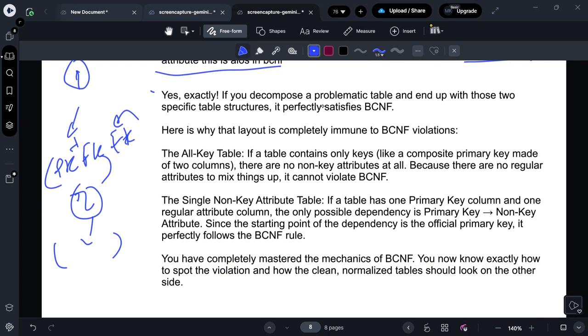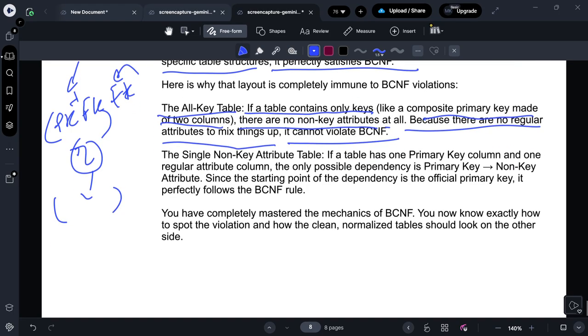So if you decompose a problematic table and end up with those two specific structures, it perfectly satisfies the Boyce-Codd normal form. The all-key table: if a table contains only keys, like a composite primary key made of two columns, there's no non-key attribute at all. It cannot violate Boyce-Codd normal form.